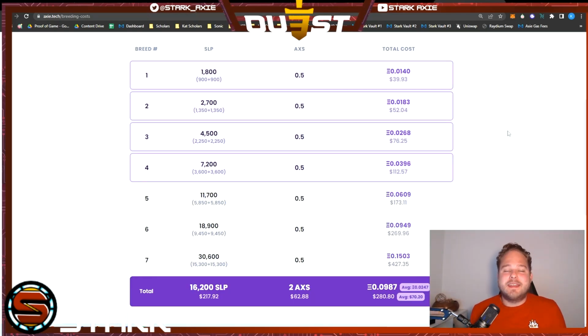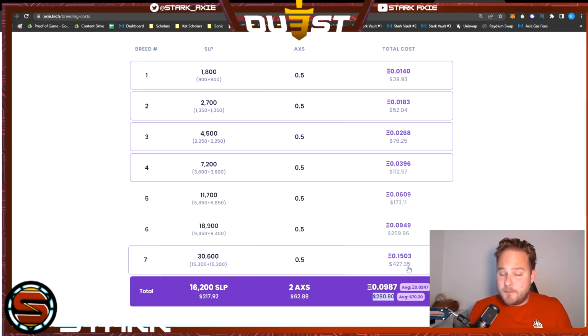Mistake number 7 is not taking into account the opportunity cost of the tokens that you're burning to breed. Now, what do I mean by that? Let's look at this. 4 breeds, 16,200 SLP, it's $218. 2 AXS, $63, for a total of $280 in breeding costs. If you breed 4 times and you break even, and AXS and SLP pump, that means you would have probably been better off holding them and selling them when that pump happened.